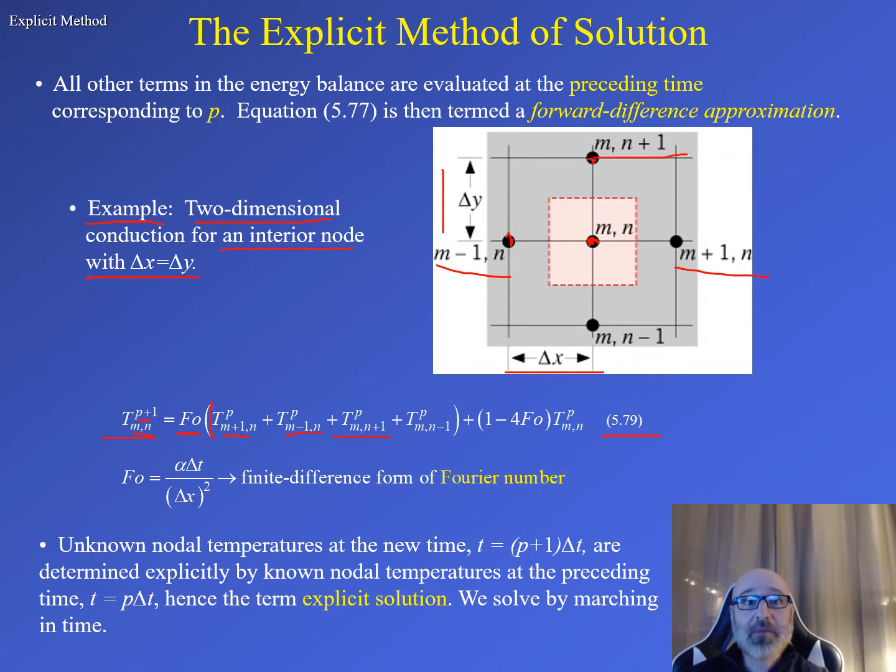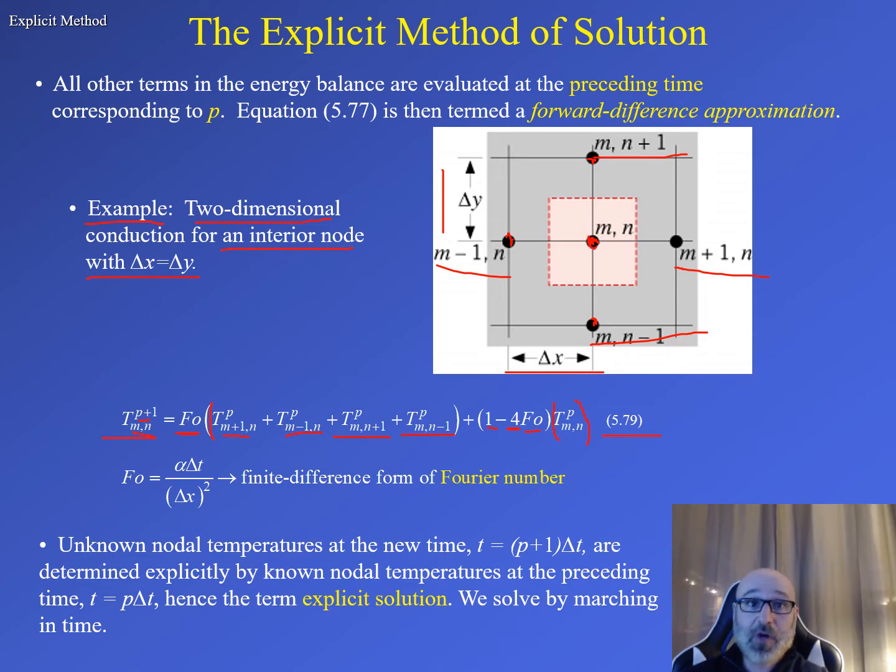And last we have our temperature here, T_{m,n-1}^p, which goes to this node right here, m, n minus 1. And this is now plus 1 minus 4 times our Fourier number right here times that temperature there, T_{m,n}^p, for that center node right there.